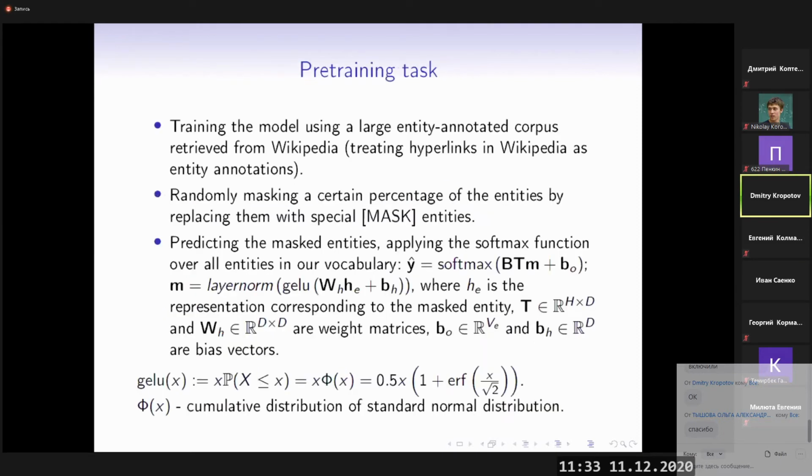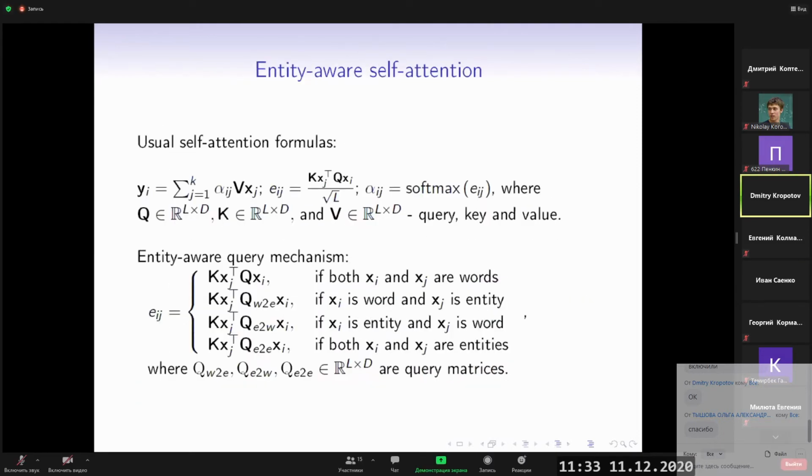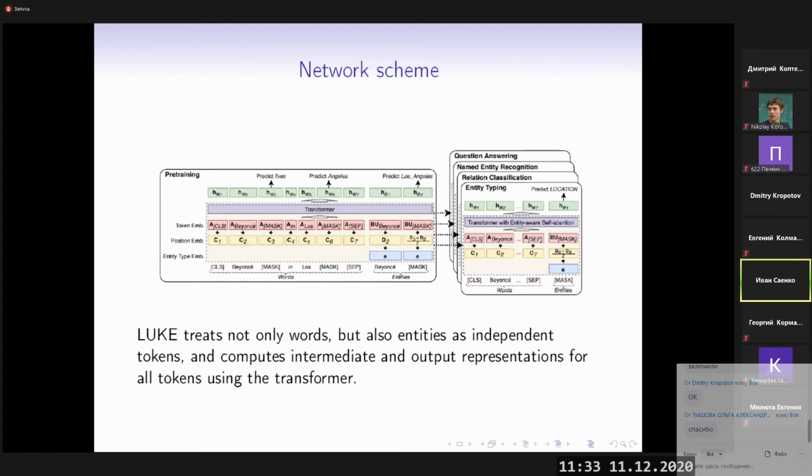Well, Ivan, could you please give an example of an entity? For example, Los Angeles, as it was stated in this example. So you see that the authors trained their model on Wikipedia. So every Wikipedia article can be an entity.